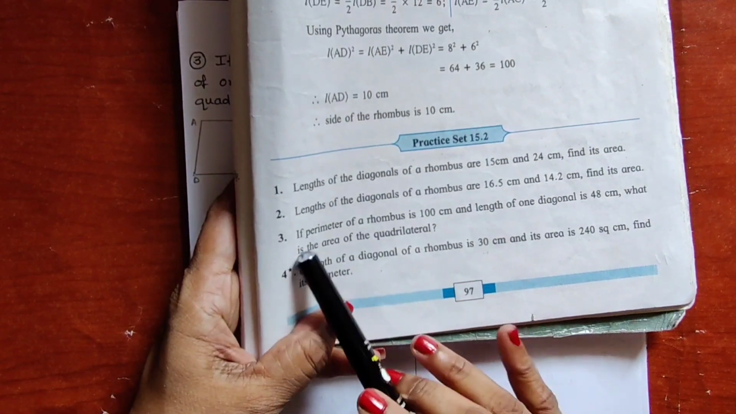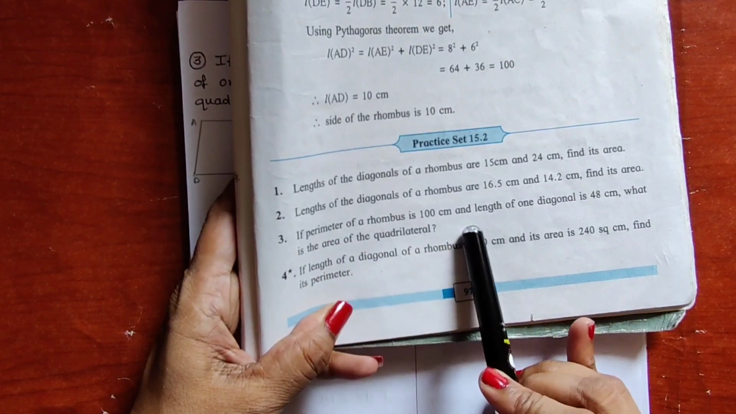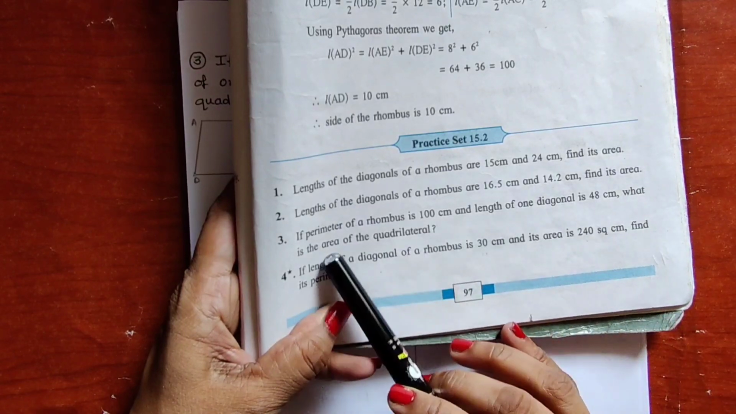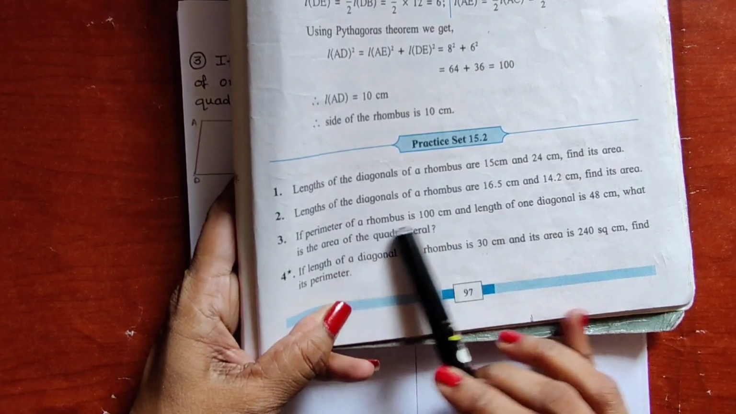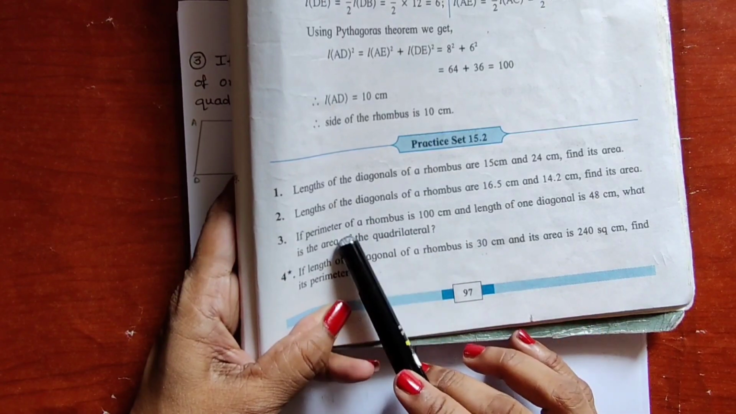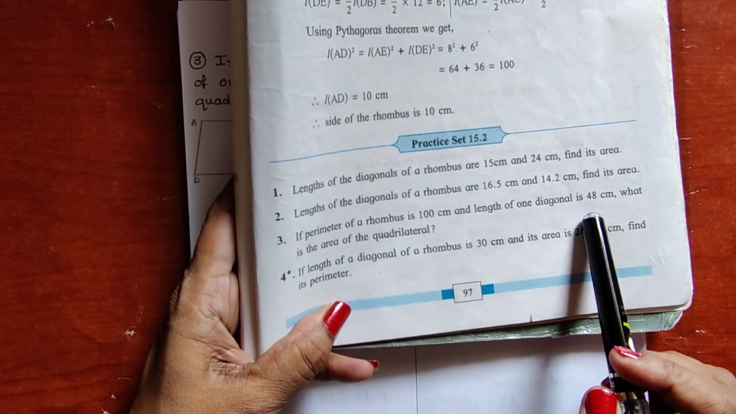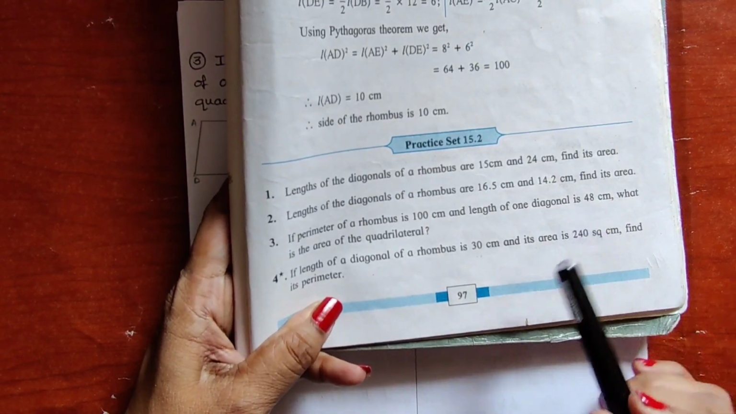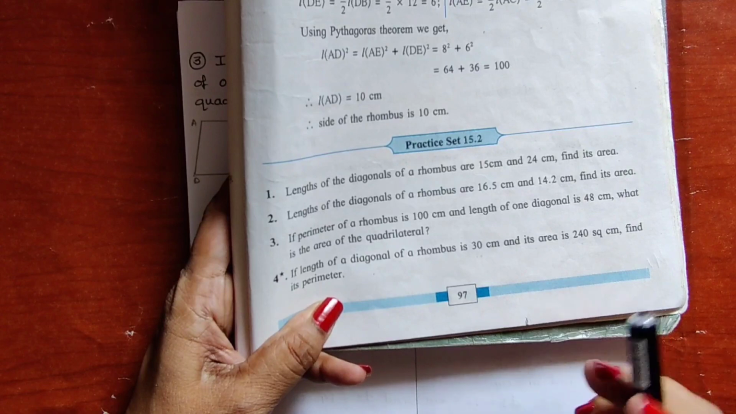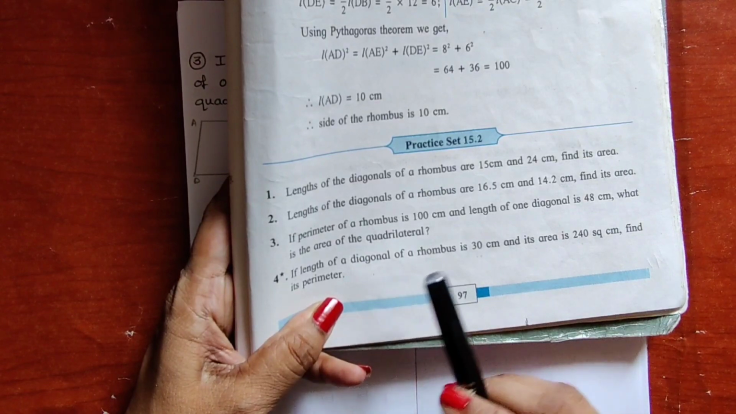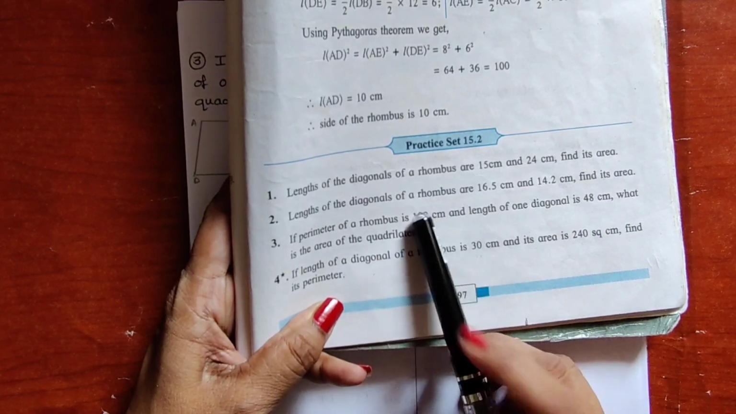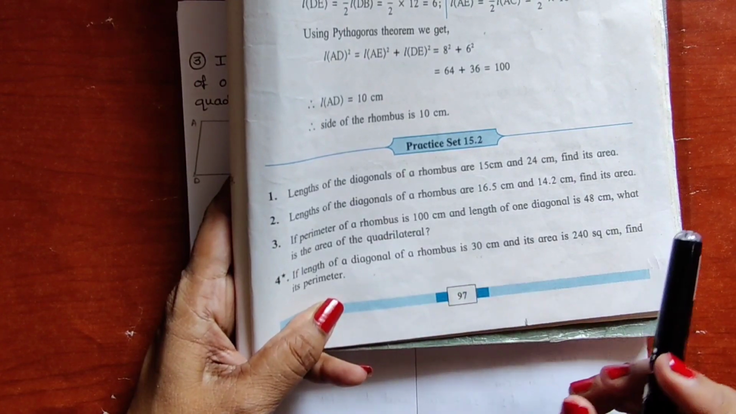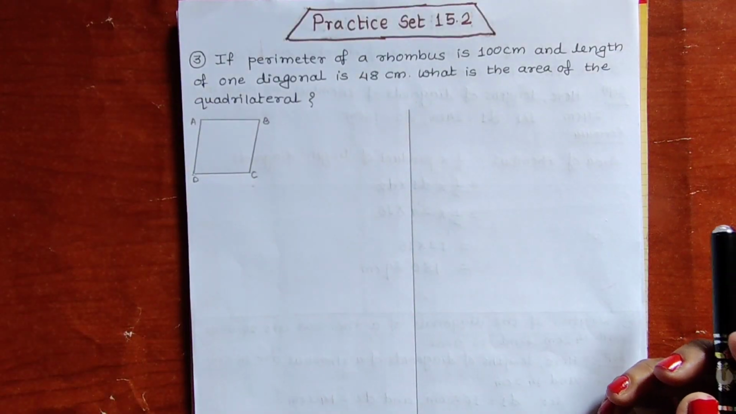Now see question number 3. If perimeter of a rhombus is 100 centimeter, length of one diagonal is given 48 centimeter, we have to find the area of quadrilateral, area of this rhombus we have to find out. Perimeter is given, length of one diagonal is given. And we all know the formula for area of rhombus is half into product of lengths of diagonals. That means we require the lengths of both the diagonals. Only one diagonal length is given. That means from this perimeter we should get the length of second diagonal first, and then we will solve the sum. So let us see how to solve this sum.